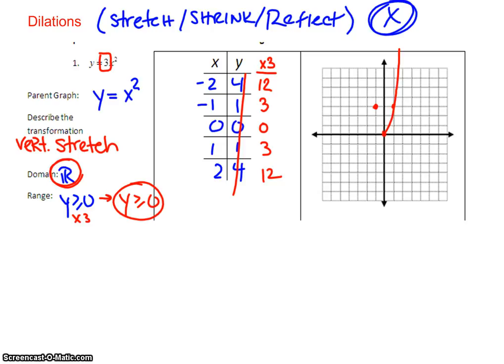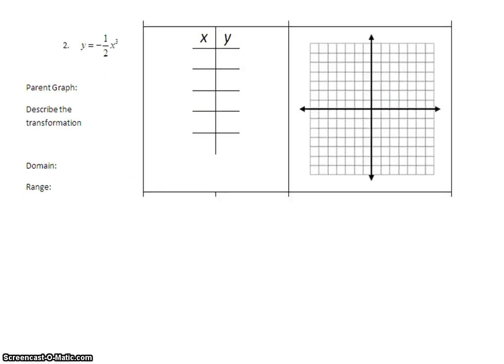But again, you can see it's skinnier because your parent graph, remember, is out here. And so now, if I kind of sketch that in there, you can kind of see it looks like I pulled that rubber band up. Okay. So that's what happens with the stretch.